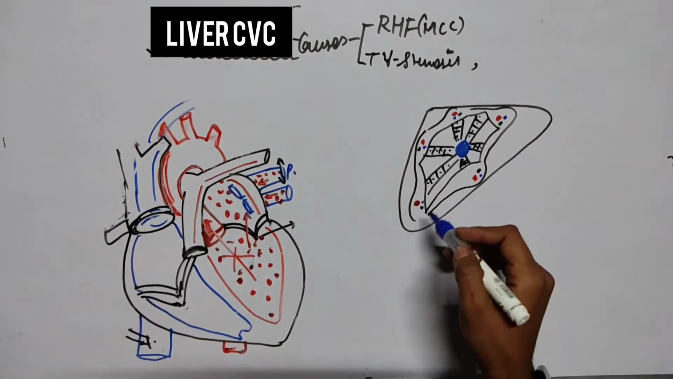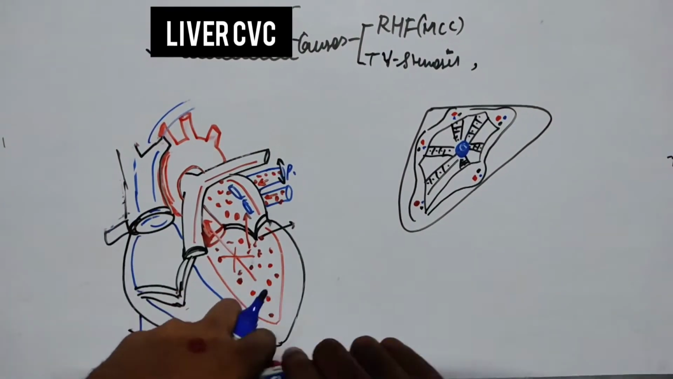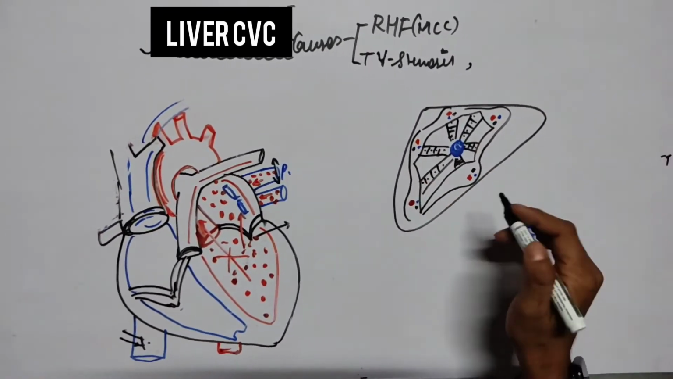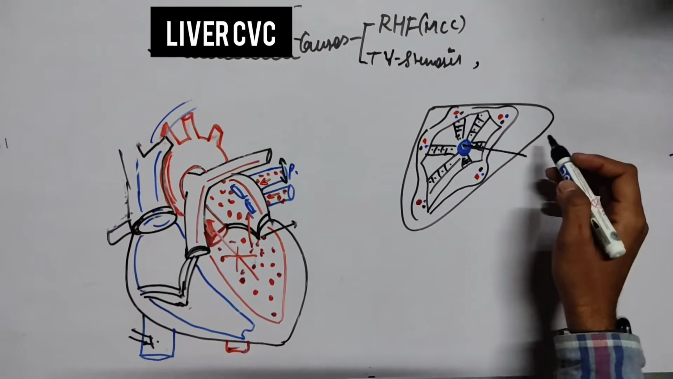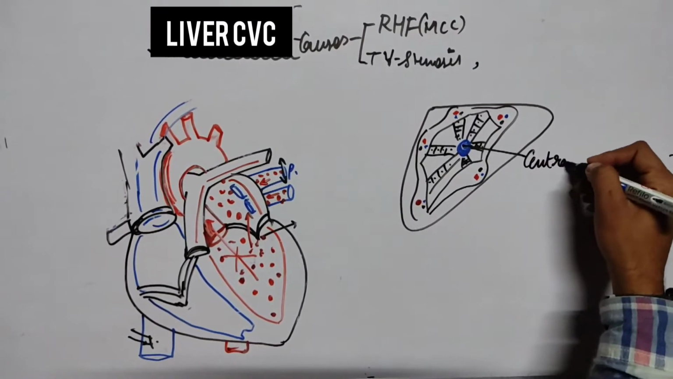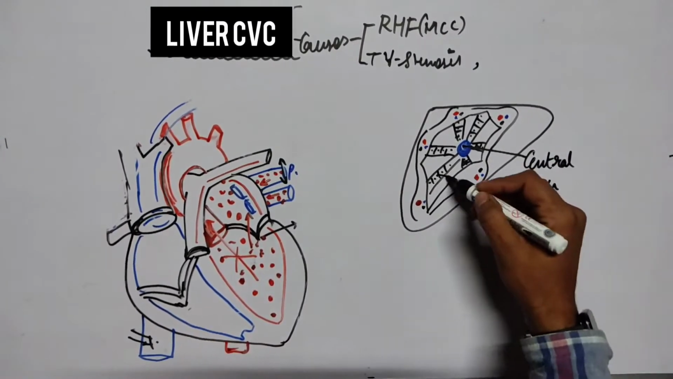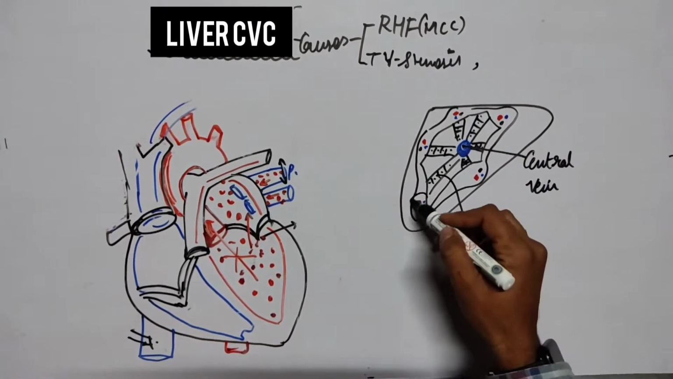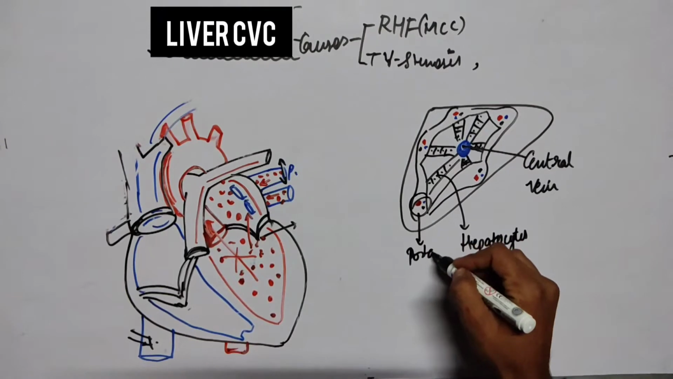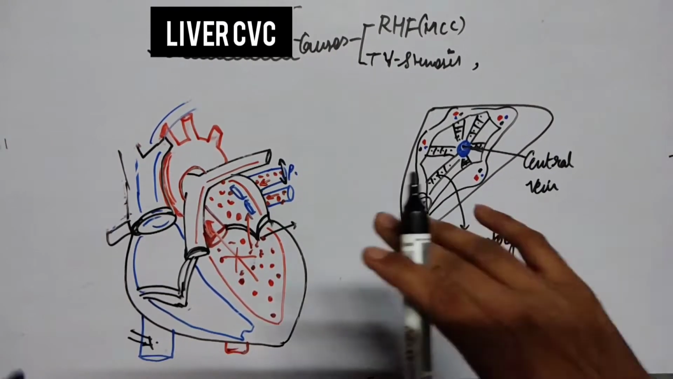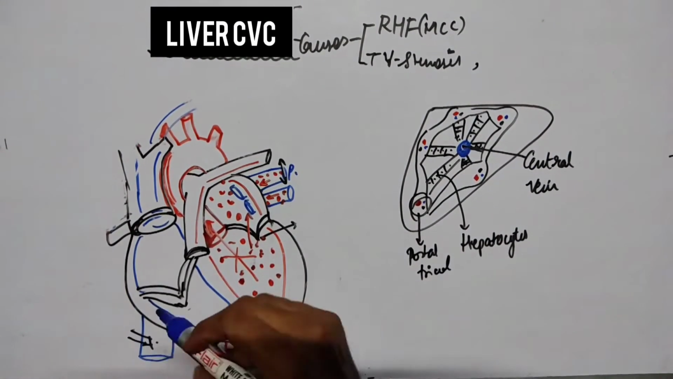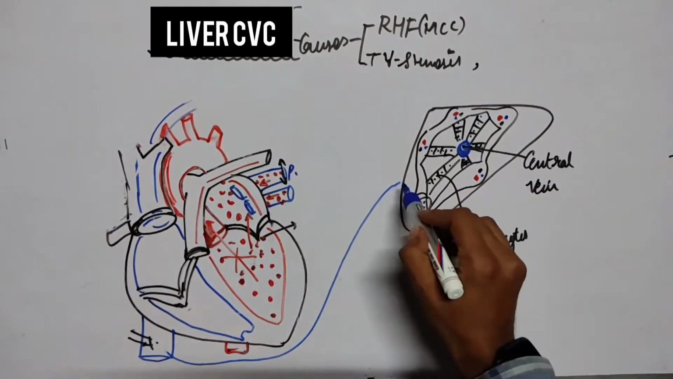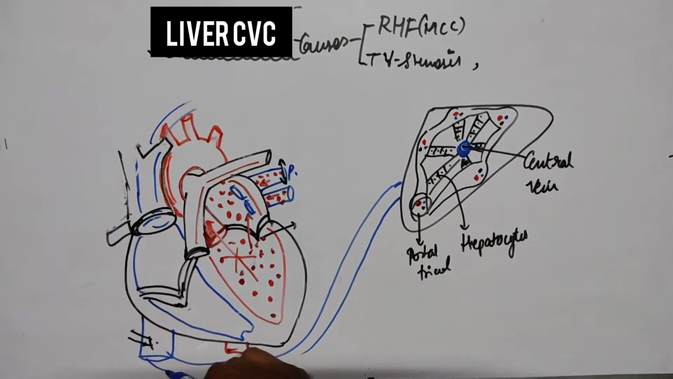See, this is the central vein, this is the liver, and in the liver I have just made a schematic diagram. This is the central vein, these are the hepatocytes, and this is the portal triad. What happens basically is that this central vein is connected to the inferior vena cava, like this.